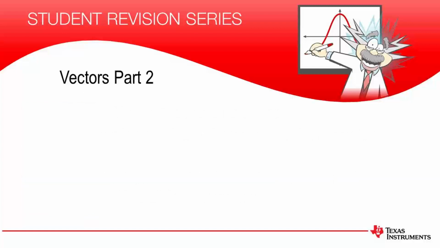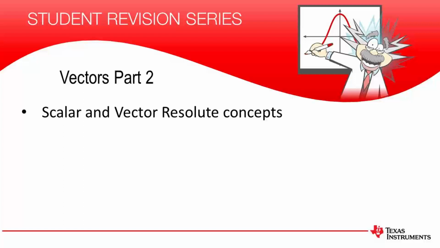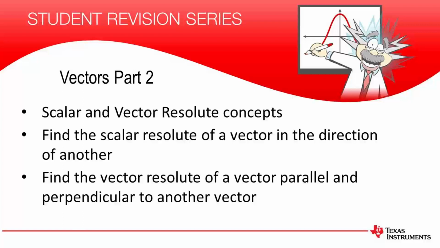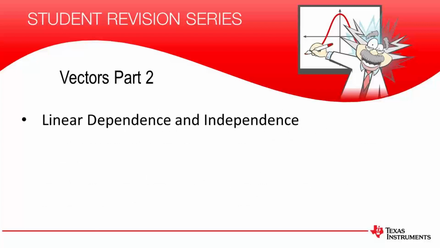This is a continuation from the previous Vectors Part 1, which I presented as well. In today's session, we'll be doing a couple of things. First of all, we're going to be looking at scalar and vector resolutes. So we'll review those concepts as well as go through a couple of questions. Next, we're going to look at linear dependence and independence, including a few examples to show you how to use the CAS effectively in that concept.